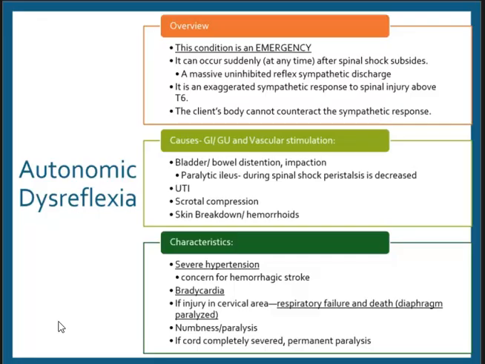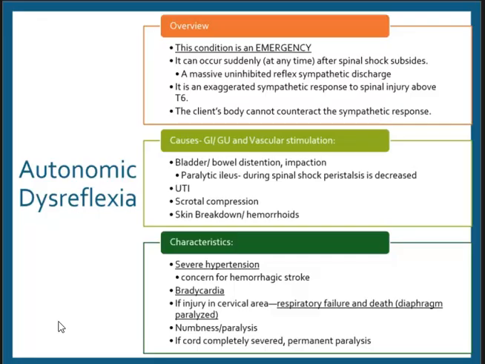It is an emergency situation. It occurs suddenly at any time after spinal shock subsides. So after spinal shock subsides, remember spinal shock happens immediately and then it'll subside within that week. So after that subsides, then they're at risk for autonomic dysreflexia. A massive uninhibited reflex of the sympathetic neurons are being discharged. It is an exaggerated sympathetic response, especially those that have an injury above T6, so the thoracic injury.